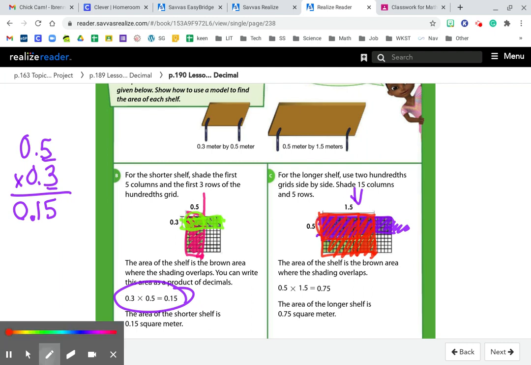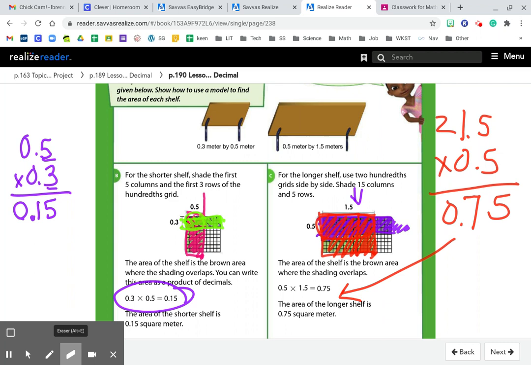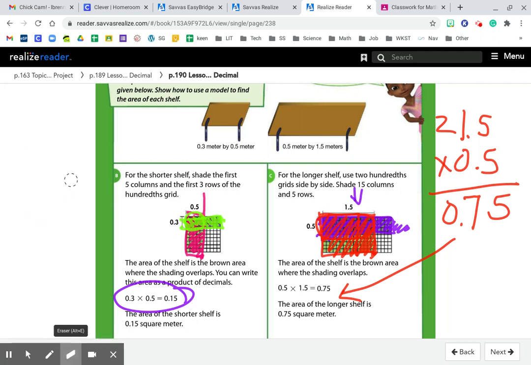So let's see mathematically how we figure that out. 1.5 times 0.5 using the algorithm. So if you were to count all those little guys there, you're going to wind up with 0.75. And that's how we use, well, do a little bit more. Don't worry, don't get nervous. But that's how we use a model to show decimal multiplication. It really does work. So it's just showing that you have an understanding of our value.